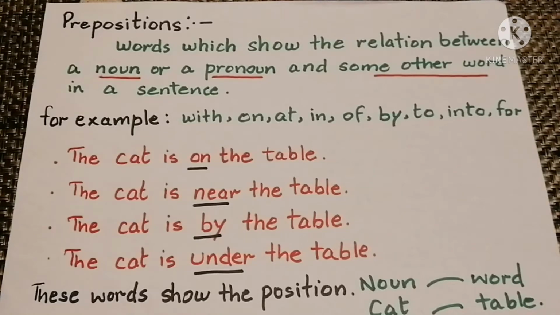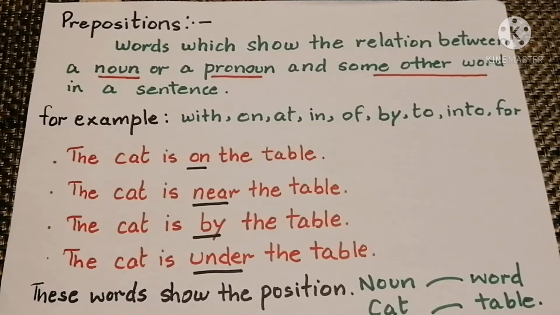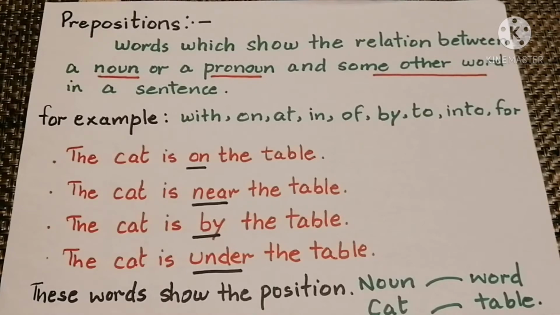Today we will discuss an important topic of English grammar, that is prepositions. Now, what are prepositions? The words which show the relation between a noun or a pronoun and some other word in a sentence are known as prepositions. For example, with, on, at, in, of, by, to, into, for, and many more are examples of prepositions.